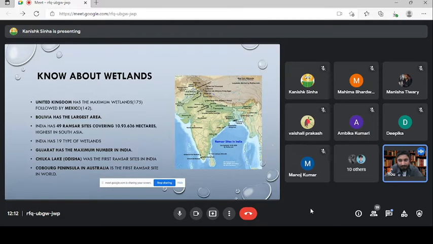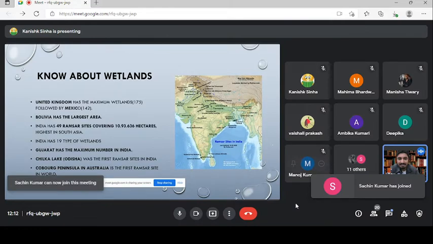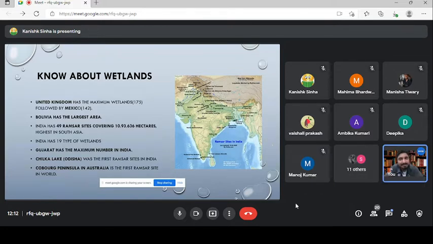India has a total number of 49 Ramsar sites. The types of wetland are 19. Gujarat is the state which has the maximum number of wetlands in India. Chilka Lake in Odisha was the first Ramsar site in India, and you have the Cabot Peninsula in Australia, which has the first Ramsar site in the world, guys. I guess you must have noted it.